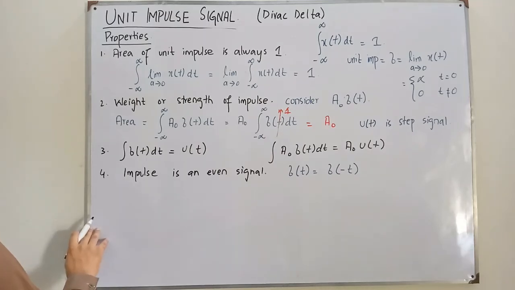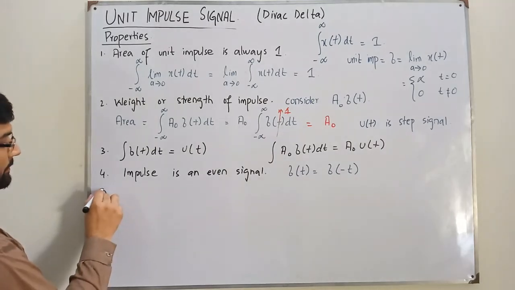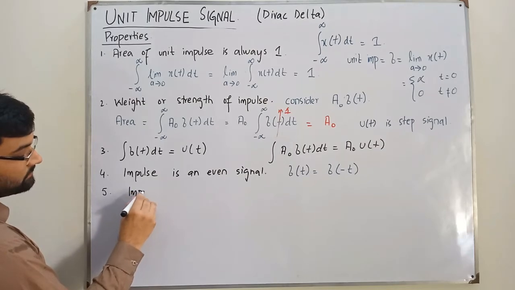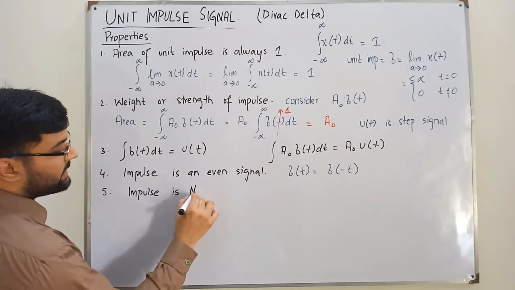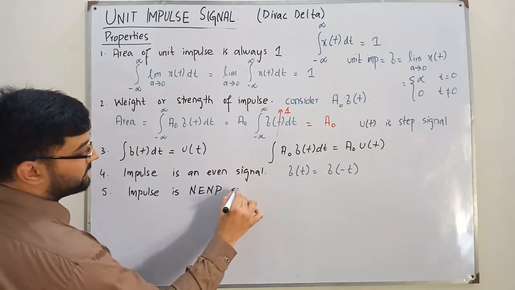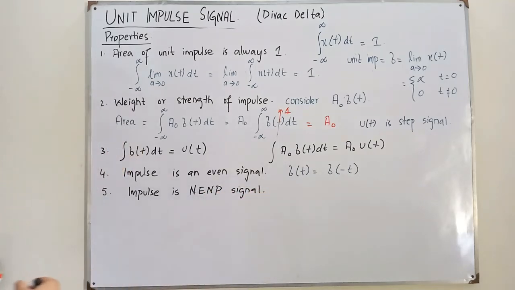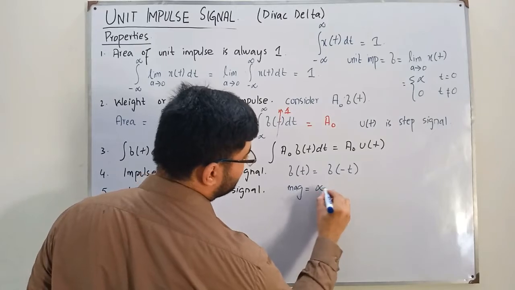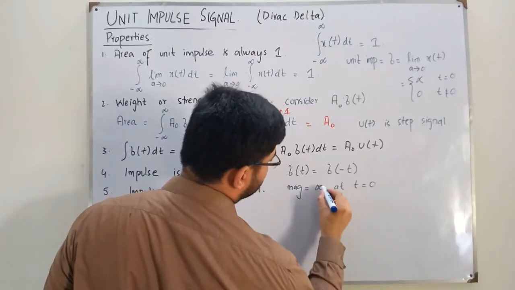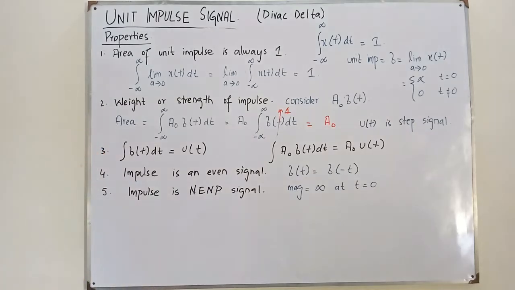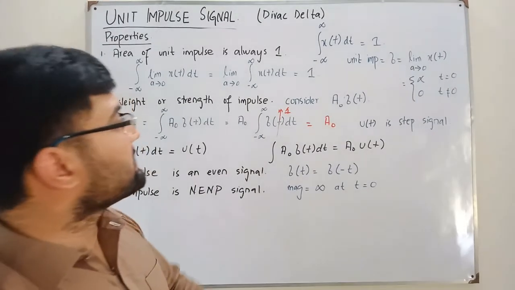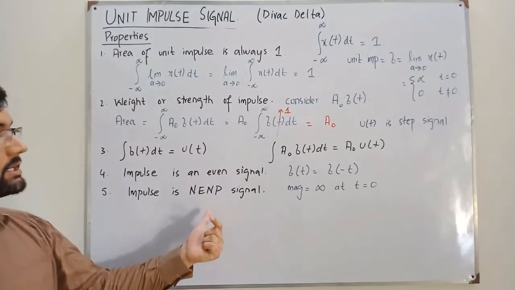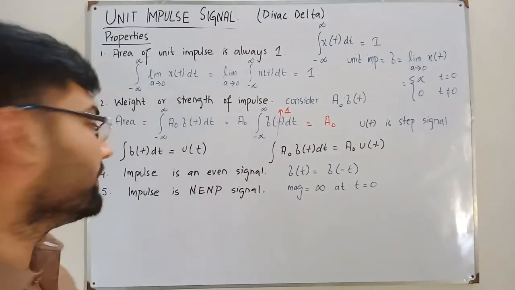The fifth property is whether this is an energy signal, a power signal, or neither energy nor power. So the impulse signal is neither an energy nor a power signal. Why? Because it has a magnitude of infinity at t equal to 0, and this is what I believe we have not discussed. I will be doing problems on energy and power signals after the unit impulse and unit step signals. So if I have not discussed this point in the introduction of energy and power signals, you will understand it over there.